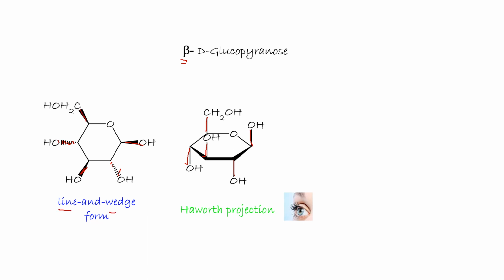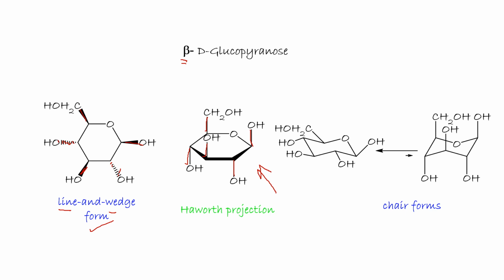Again, this is a line and wedge form. What about seeing it from that way? Well, seeing it from this way, you will see the chair form. Again, this is up, so it is equatorial, equatorial, down, up, equatorial, equatorial, equatorial. That's the highly stable form. Axial, axial, axial, axial. When we flip it, of course, this one will be the favored. As we see in here, the equatorial, equatorial, equatorial, equatorial, equatorial makes the beta more stable than the alpha form.